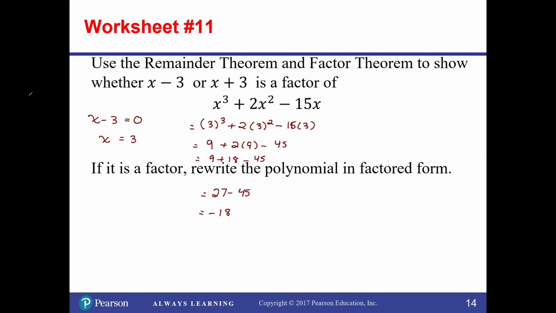So let's try this one. We got x plus 3. If we set that equal to 0, we get x is equal to negative 3. So we're going to plug this all in again and see what happens.